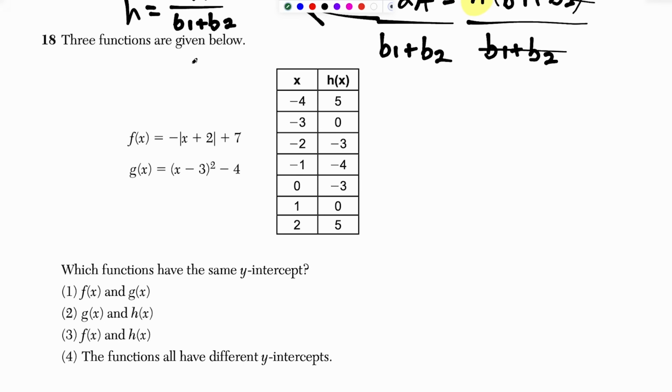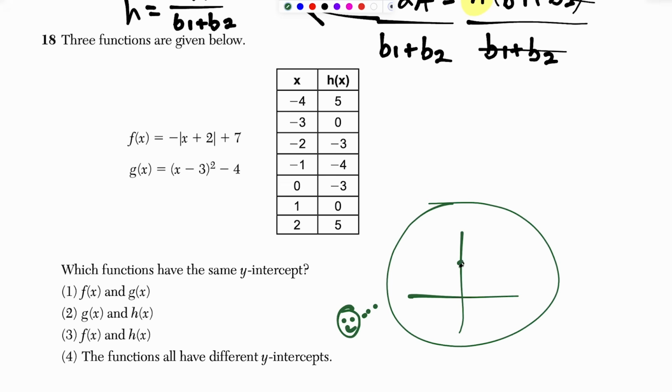Question 18, 3 functions are given below. So we have f of x, g of x, and then we have a table of values for h of x. And we want to know which functions have the same y-intercept. For questions like this, I think about the fact that one thing all y-intercepts have in common is that the x value is equal to 0. Usually for lines, let's say y equals mx plus b, and the b value represents the y-intercept. So for a y-intercept, the y value is b, but the x value is 0.